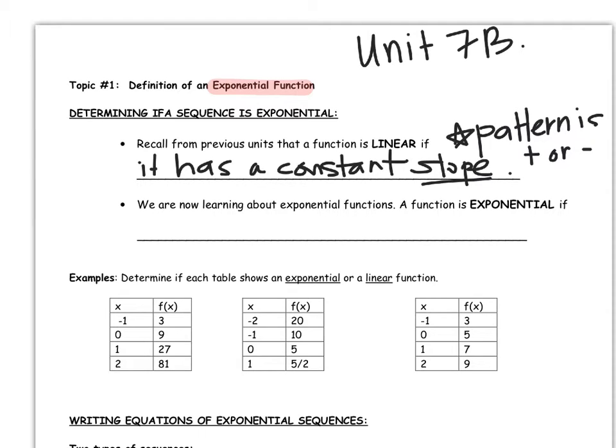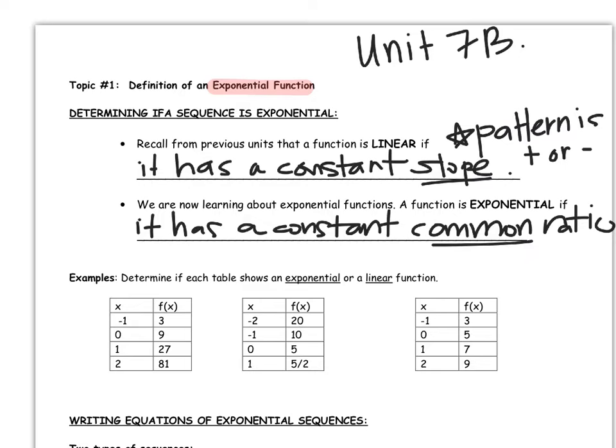Alright, so now we're going to learn about exponential functions. A function is exponential if, and we're going to say something similar, but instead of the word slope, it's going to be something different. A function is exponential if it has a constant common ratio. So a common ratio basically means that the pattern is not addition or subtraction, it's multiplication or division.